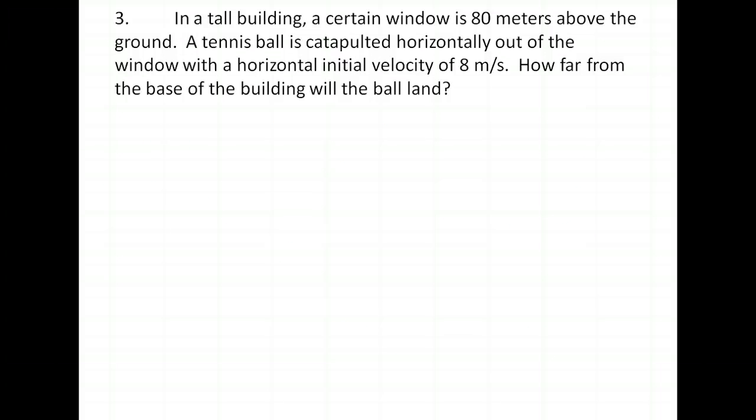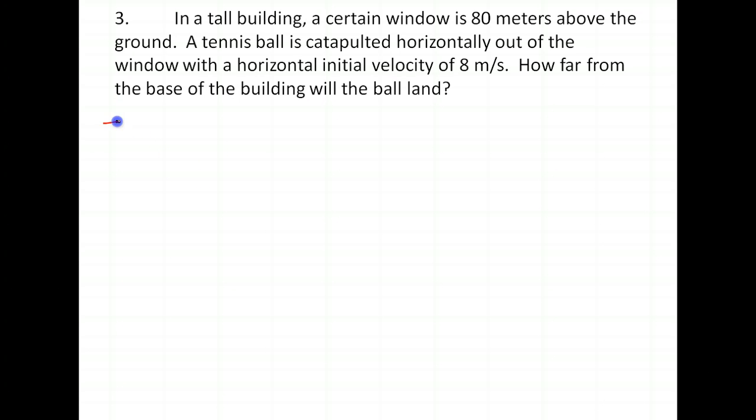In a tall building, a certain window is 80 meters above the ground. A tennis ball is catapulted horizontally out of the window with a horizontal initial velocity of 8 meters per second. How far from the base of the building will the ball land? So this is actually kind of similar to our last question, just we're only looking at one moving this time.